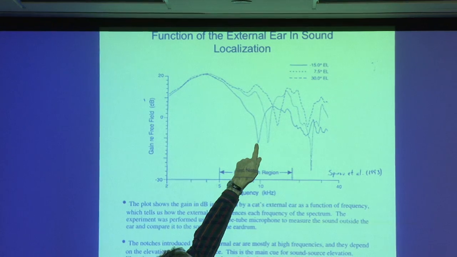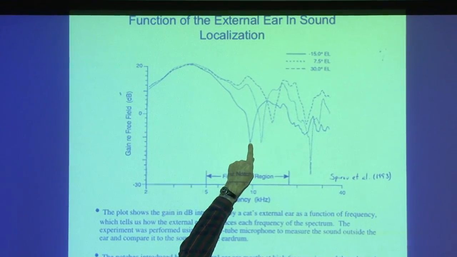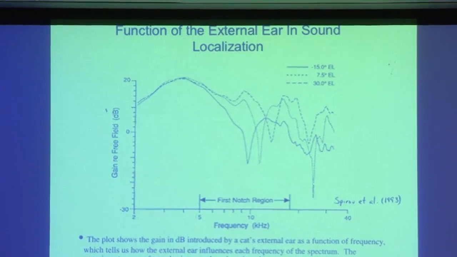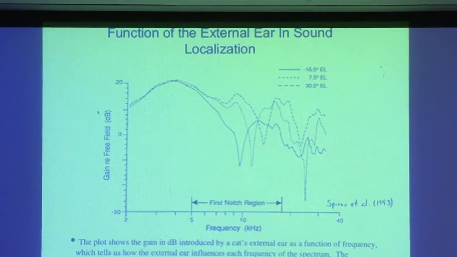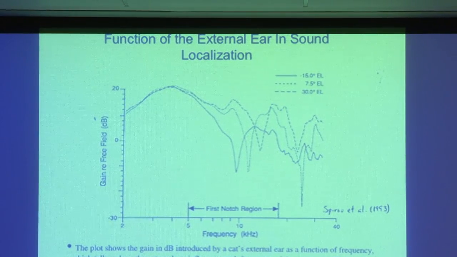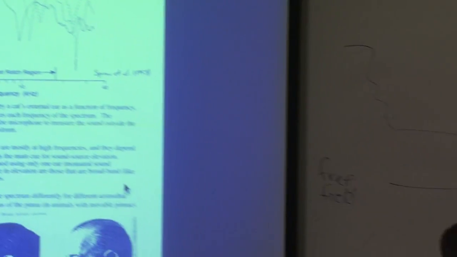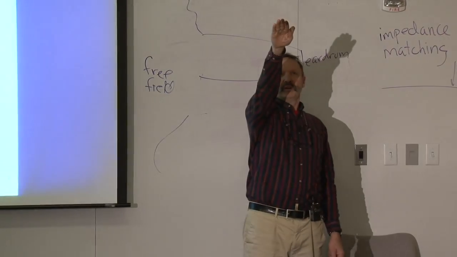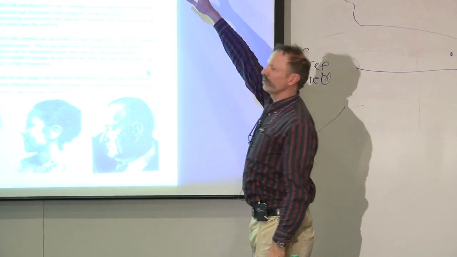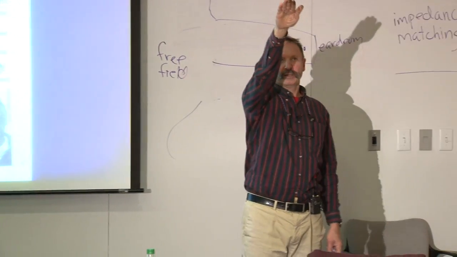And let's look at this solid curve here, which is minus 15 degrees elevation. So elevation of a sound source, if it's straight ahead, it's 0. If it's minus 15, it's 15 degrees below 0. If it's above 0, it could be 15 degrees. Well, in this case, it's 7.5 and 30. So elevations that are positive are above you.